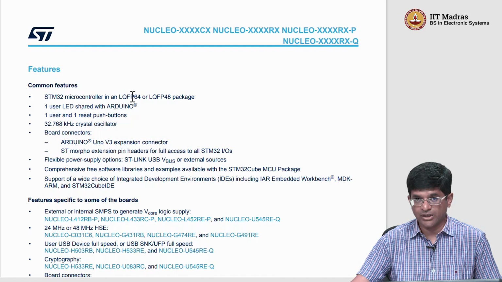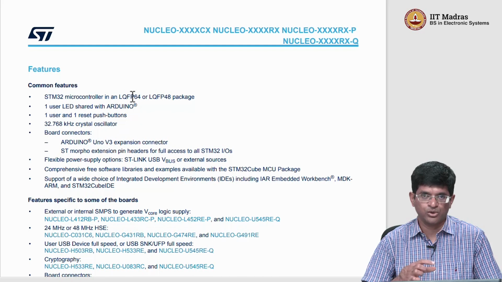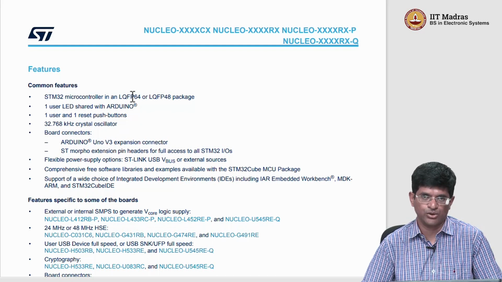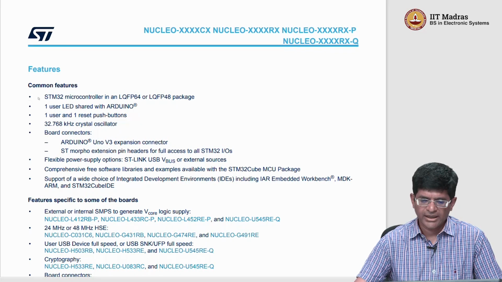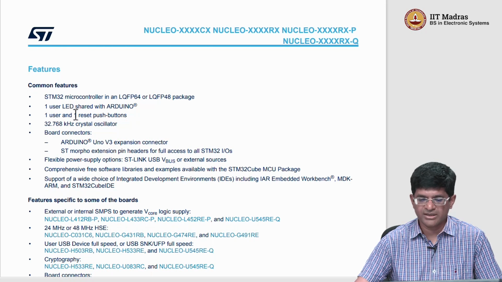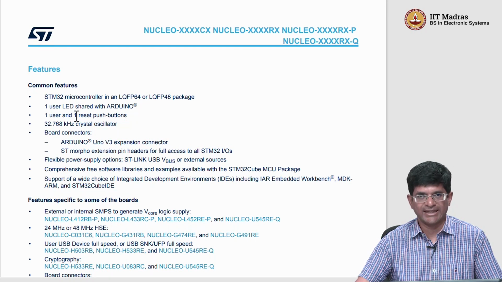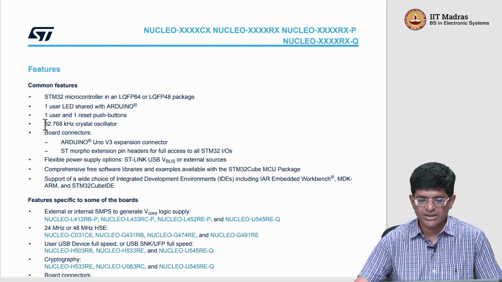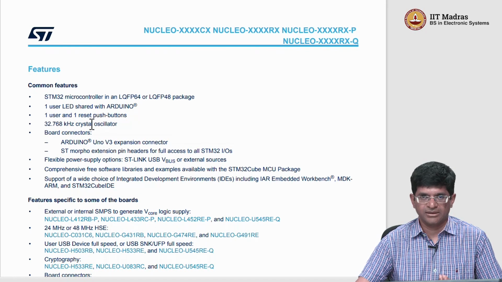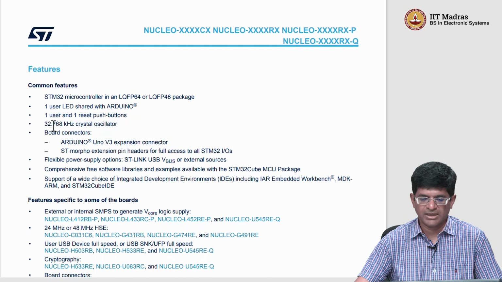Not relevant for the end user, but very relevant for a system designer, because this is the kind of part that you choose, and the design of your PCB depends on the package that you choose. It also tells you a bit more about the boards. For example, there is one user LED, similar to the Arduino kind of system. It has two push buttons, one a user push button and one for resetting the entire system. It uses a crystal oscillator. This is how it provides a clock to the system at 32.768 kilohertz.